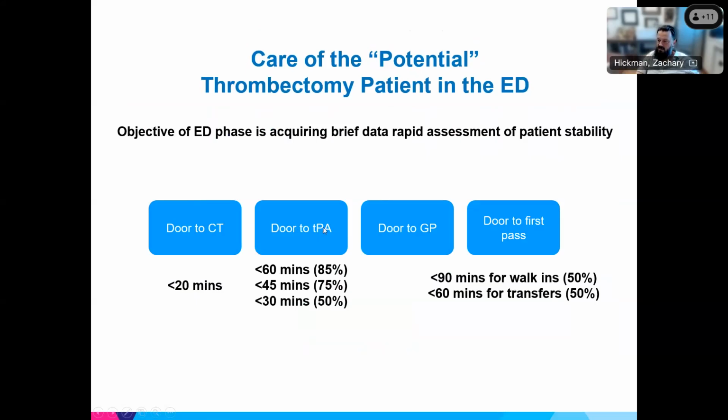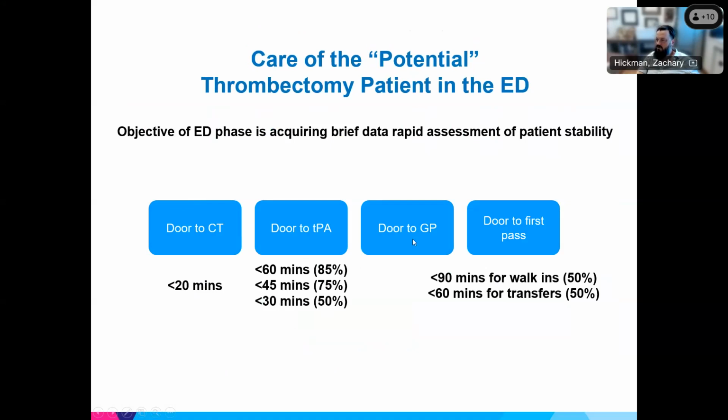There are different time gradations here, but we want to get it in as fast as possible. The way the Joint Commission and the AHA Get With The Guidelines set it, you want at least 85% getting it in under 60 minutes, at least 75% in under 45 minutes, and at least 50% in under 30 minutes. In an ideal world you'd have 100% in under 30 minutes, but that's almost not possible because people are arriving at different times. But this is what you want to try to do.